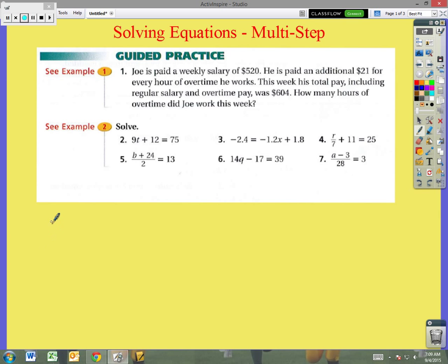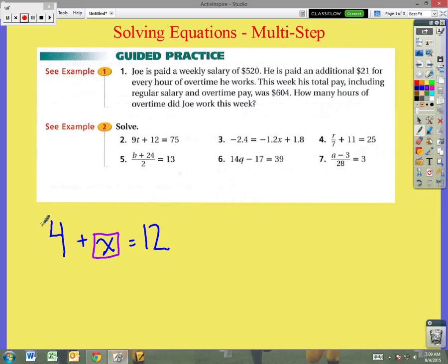So if I gave you something very basic, like 4 plus x is equal to 12, I know all of us are saying, oh, I know it's 8. But in algebra, you want to start to follow a process. You think about this: I want to isolate the variable. I want to get this variable by itself, and to do that, I need to get rid of the 4.